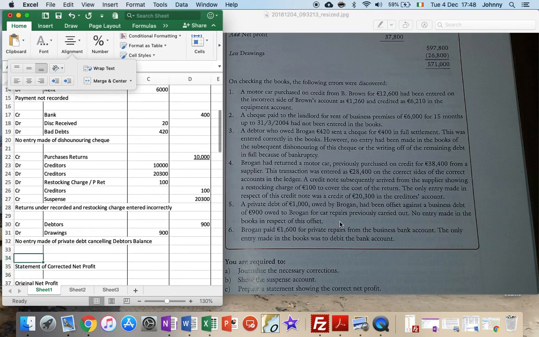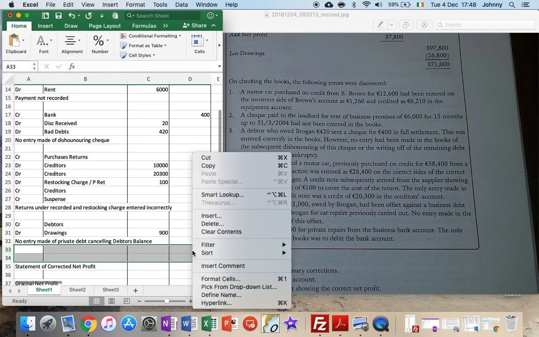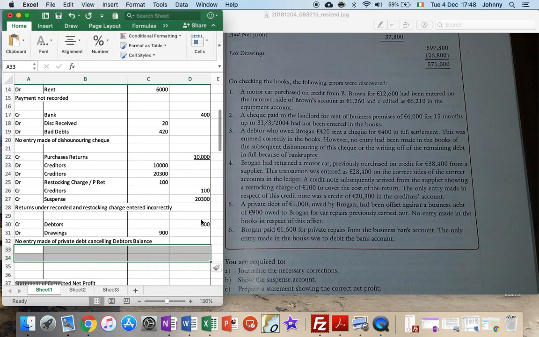And finally, I'm not sure if I have enough room here for this, so I'll just stick a couple more lines. So Brogan paid 1,600 for private repairs from the business bank account. So private means it's capital or drawings in this case. So repairs privately were paid for by the business, so that is drawings. So we'll have drawings as a debit because it reduces capital. Capital being a liability, drawings therefore is an asset. And the amount is €1,600.